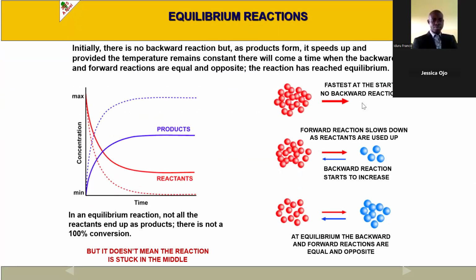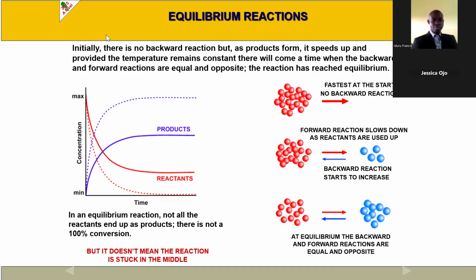So we'll go on to the next slide. The next slide is still talking about this. Initially, there is no backward reaction, because when the reaction starts, everything is just reacting. But after a while, you have product forming. As product forms, the backward reaction speeds up, and provided the temperature remains constant, there will come a time when the backward and the forward reaction are equal and opposite.